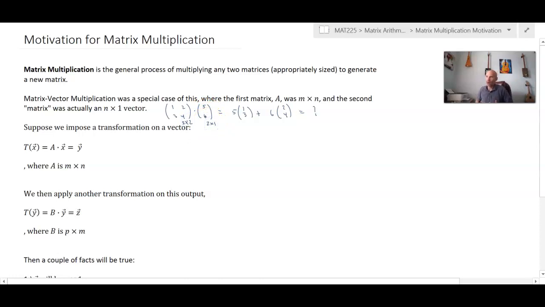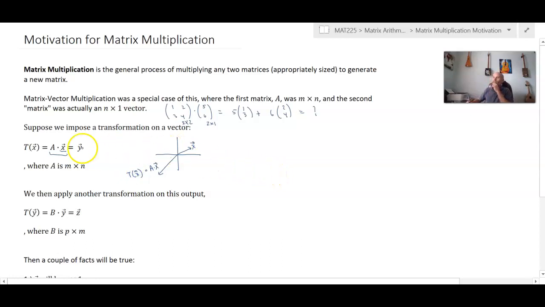So to motivate this, suppose we impose a transformation on a vector. That is, we impose a matrix transformation, which we know is a linear transformation, and we multiply this vector x by this matrix A, and we generate this new vector, which I'm going to refer to as y. So the idea here is that we have some vector that starts off, and we multiply it, it gets scaled, maybe rotated, and let's just say it ends up pointing there. So that's A times x, which is the vector x transformed.